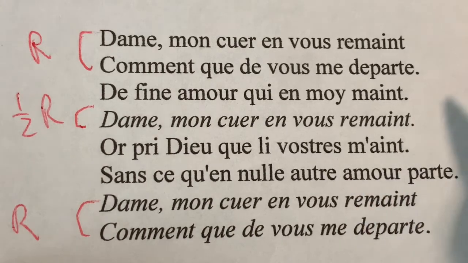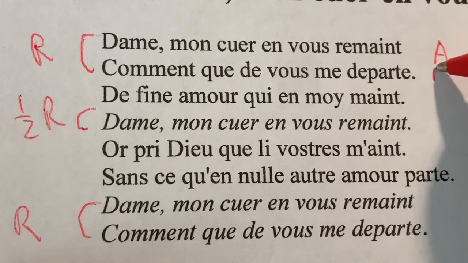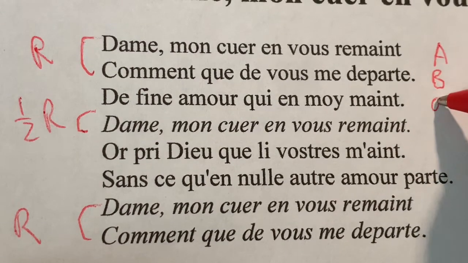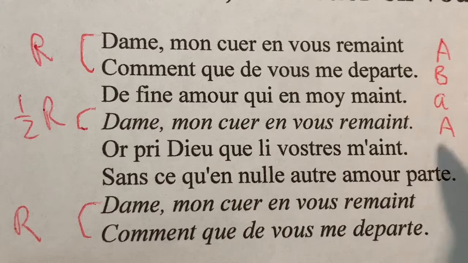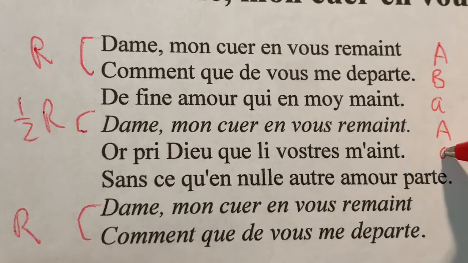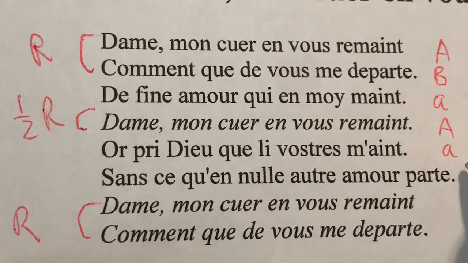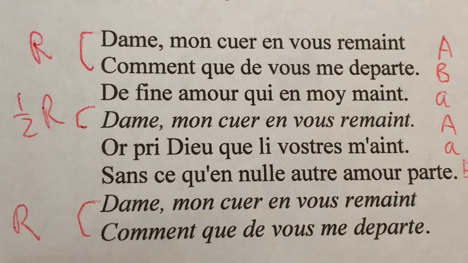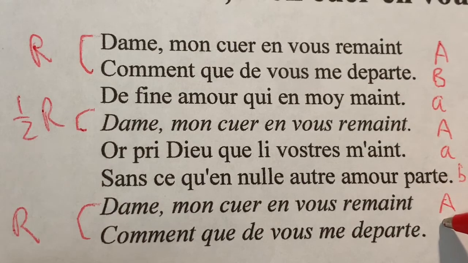Here's the rhyme scheme: remente, départ. We have to do this in French because ment is the new material, it's a small a, and then we have a return of the first line, remente, capital A, and then we have ment, small a, and then we have part. This is all the new material, lowercase b, and then the poem returns to the refrain A and B.